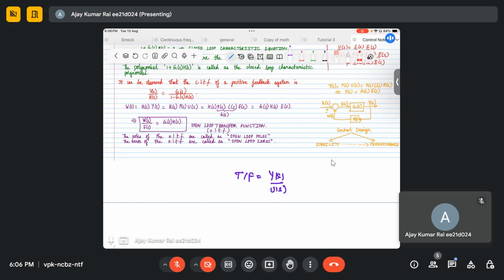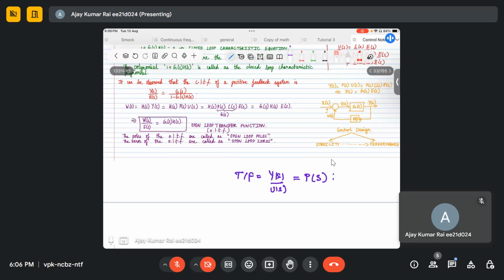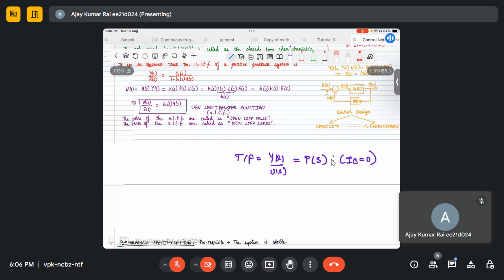So the input can be anything. We denote this as P(s), the plant transfer function, with initial conditions equal to zero. So this is how we derive the transfer function. What we saw in week two is that if we set the denominator equal to zero and find its roots, the roots are called the poles of the transfer function.